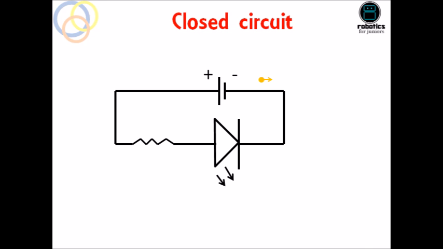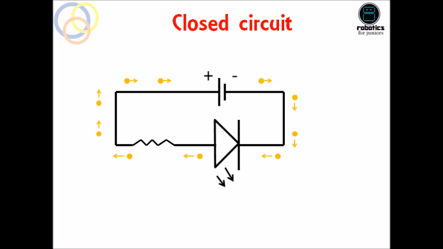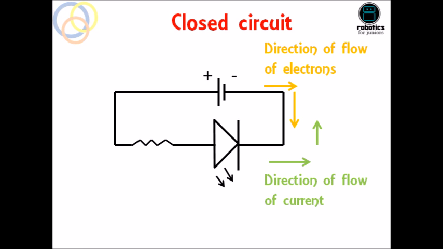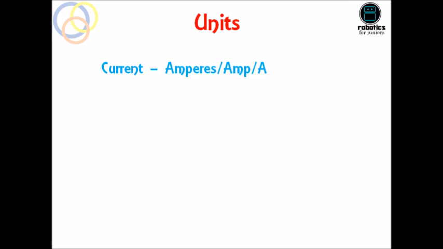Flow of current is nothing but just the movement of electrons from one place to another. The electrons start from the negative end of the battery and move through the closed path of the circuit and enter the positive end of the battery. This gives the direction of flow of electrons like this. But the direction of flow of current is in the opposite direction to the flow of electrons. So, the direction of flow of current is like this. It is measured in amperes and is written as A or amp.